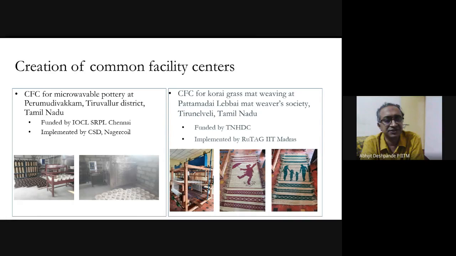But at the same time, we give them a broad range where they can do their traditional pots also and do microwavable pottery. So with funding from IOCL, we are setting up a common facility center. We have an implementation partner, with whose support we had also done the initial technology development. In this case, the technology basically implies the formulation of soil and how it's fired and so on, so that it becomes microwavable. And as I mentioned, on the right, this is a common facility center for the Mat Weaver Society, which we are doing.